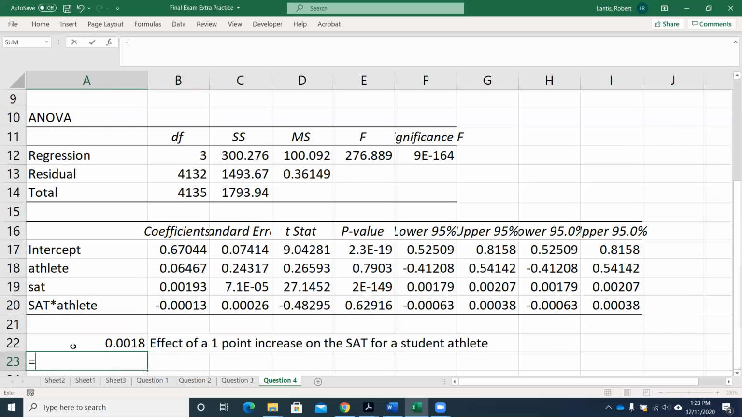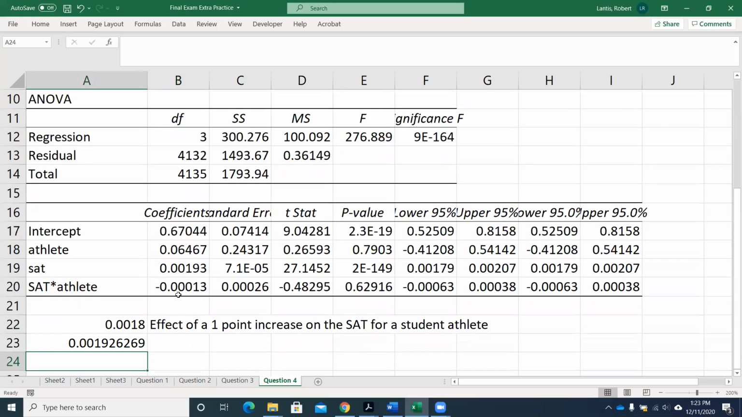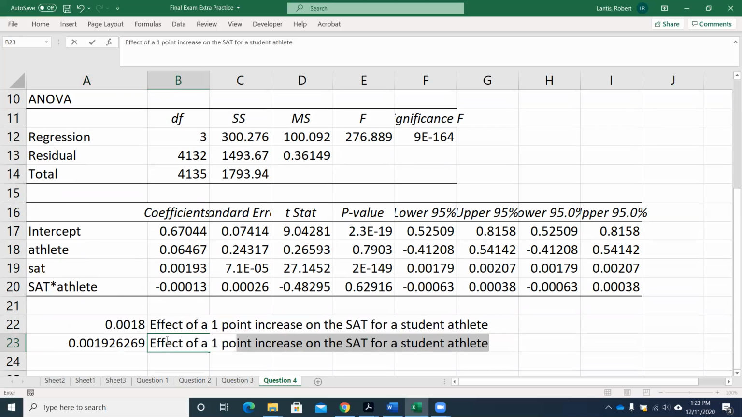And then for a non-athlete, the athlete variable will be 0, so this interaction term, 0 times anything is 0. The effect of a 1-point increase on the SAT for a non-athlete would just be whatever the coefficient was on that SAT score variable. Okay? So by including this interaction term, I can determine if there's a different relationship between the SAT score and the GPA for athletes relative to non-athletes. And it looks like here we do find a difference.